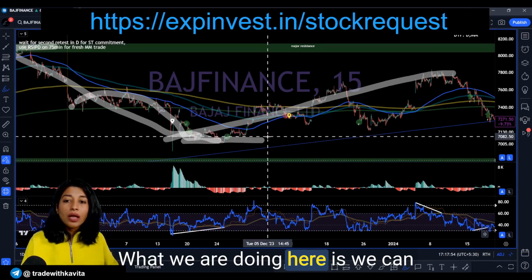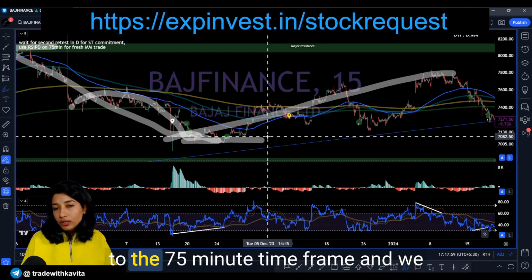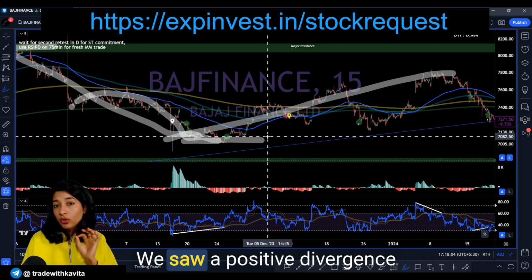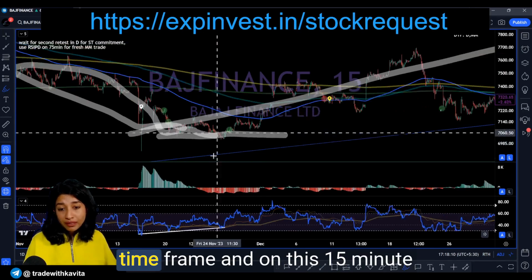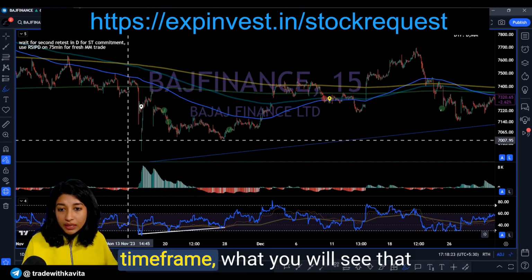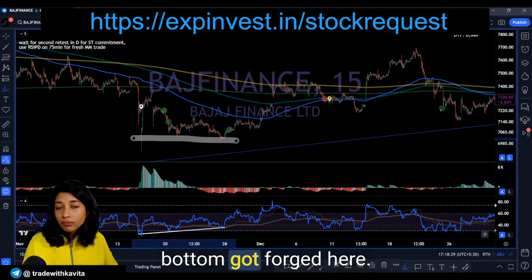So what we are doing here is we can notice that, even though the daily time frame is bearish, we got to the 75-minute time frame and saw support from the level of 30. We saw a positive divergence get forged on the RSI. Then we go to the 15-minute time frame, and on this 15-minute time frame you will see that there was a knee-jerk reaction, sure, but a double bottom got forged here.